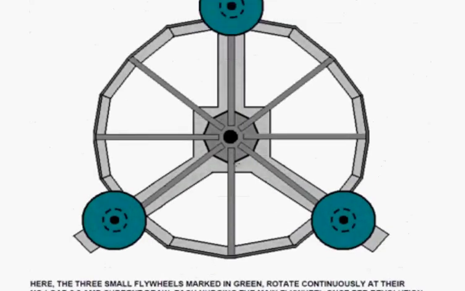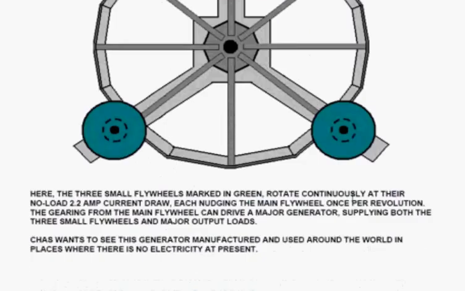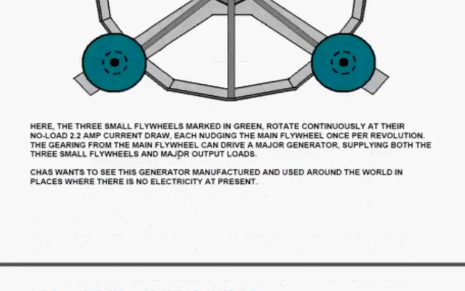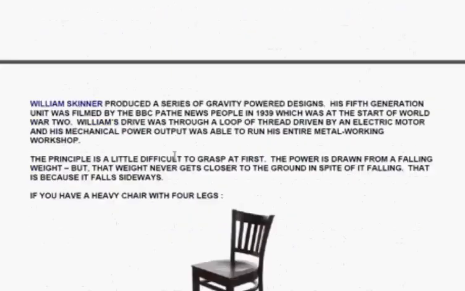Now, the thing is, there are 3 of these, and there's only one drive strip. So these give the big flywheel 1 push per revolution. But there are 3 of them, so the flywheel gets 3 pushes per revolution, and the little flywheels only have to supply 1. So they rotate at their no load setting, which is 2.2 amps on mains, and the generator in the center can generate pretty much anything you want it to.